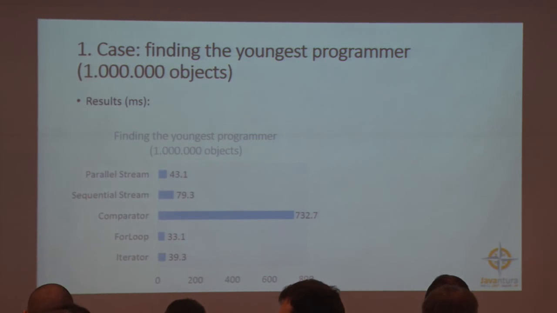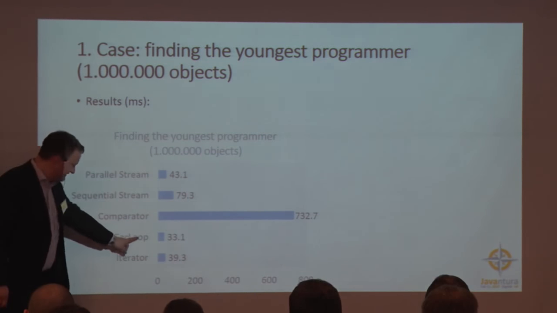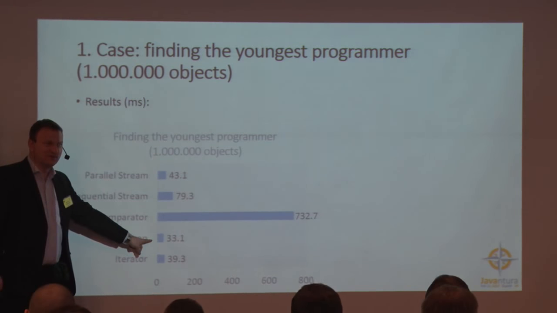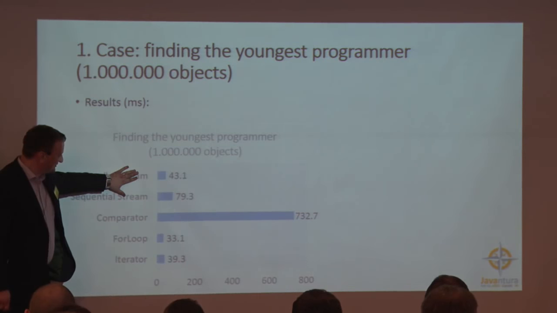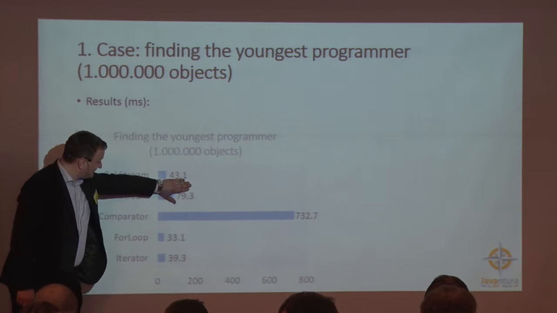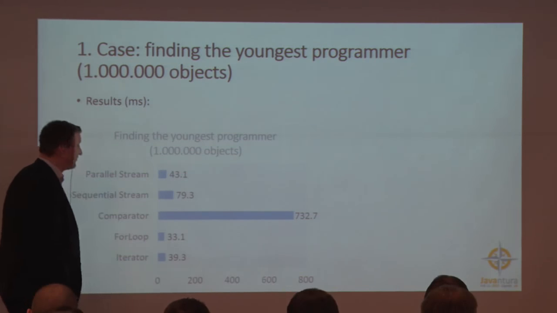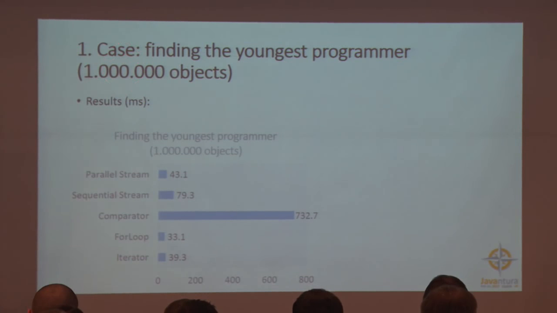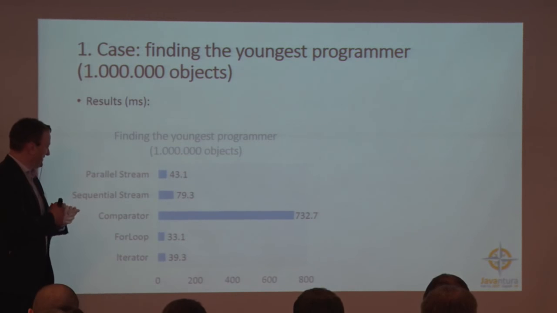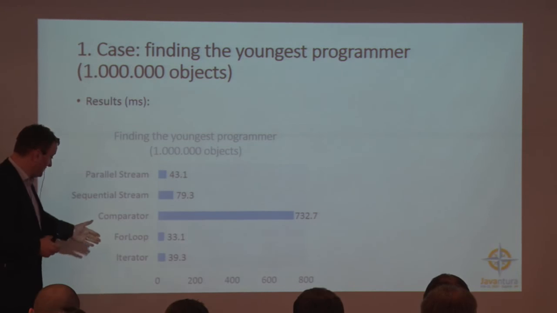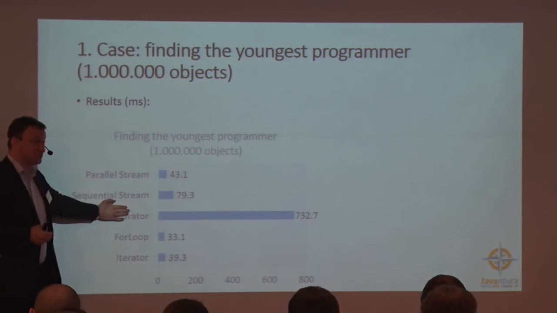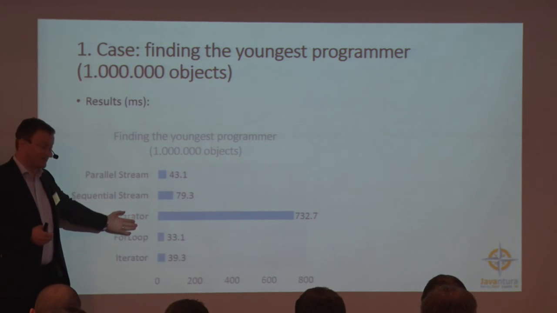1 million objects. But, interesting, for loop here is also great regarding the performance. Parallel streams, 43.1, and for loops, 33.1. With a million objects. So should we start measuring our performance with a million objects, or we don't need to use these sequential streams at all? What do you think?